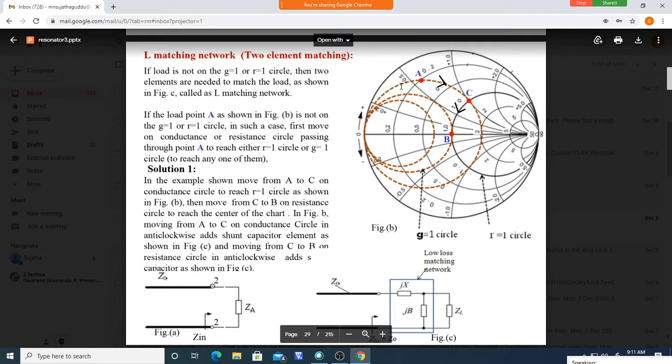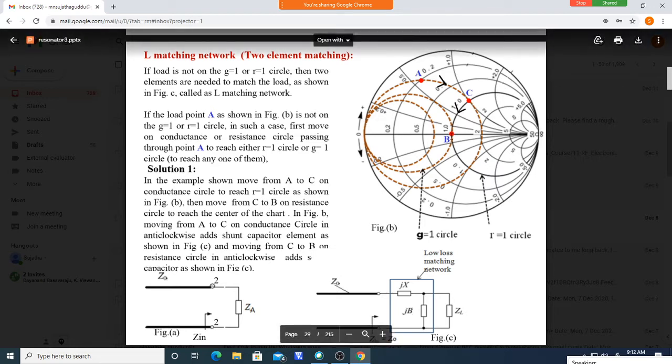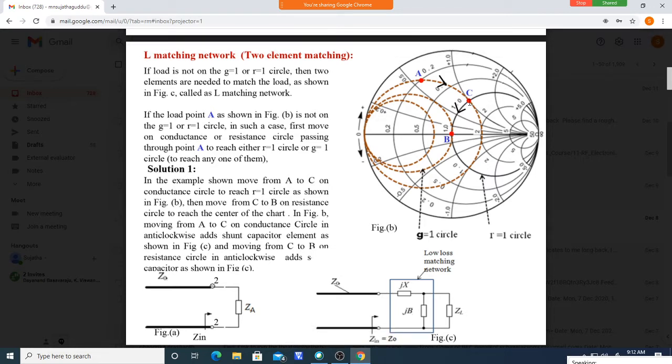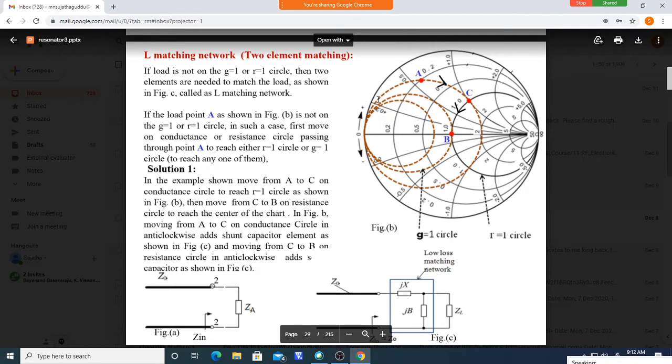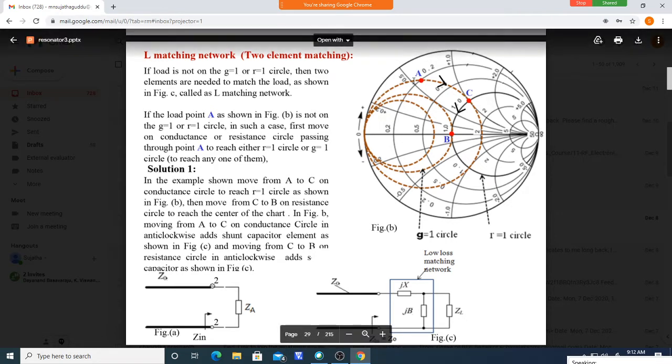I did not move like this. Why? Because if you move in the anti-clockwise direction, you do not reach the G equal to 1 circle or the R equal to 1 circle. To reach this point, you should first come to the R equal to 1 circle or the G equal to 1 circle. But if you move this way, you do not reach R equal to 1 or G equal to 1 circle. So do not go like this.